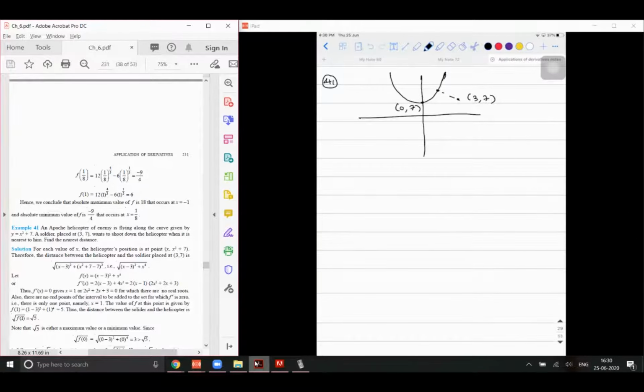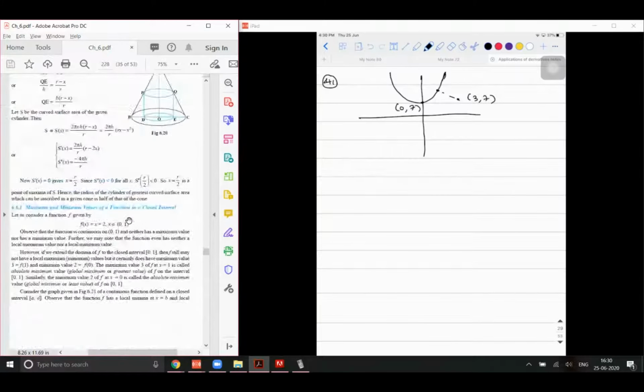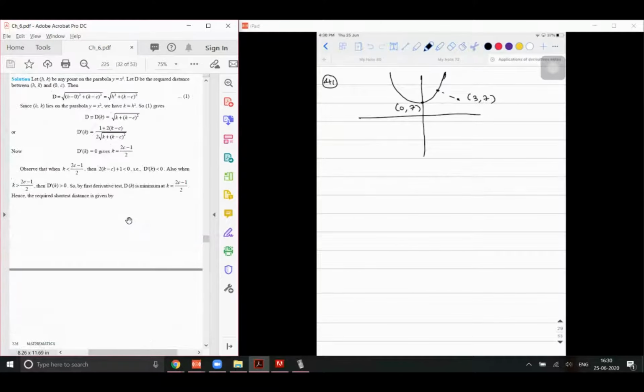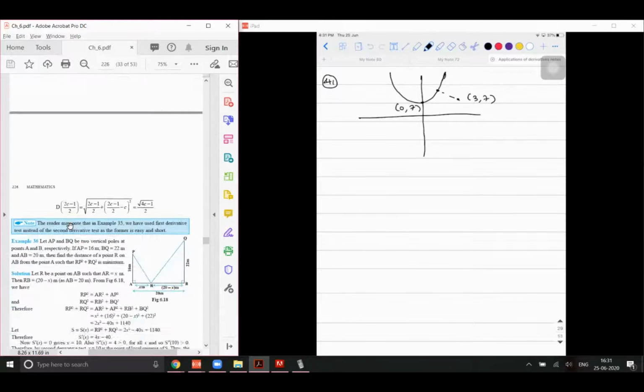It is similar to a problem we did in the previous class, no? The one with the root of 4c minus 1. This one and the given problem are the same. Find the shortest distance between the point 0, c, here instead of 0, c you have 3, 7, and the parabola y is equal to x square, here instead you have y is equal to x square plus 7. The approach is the same.